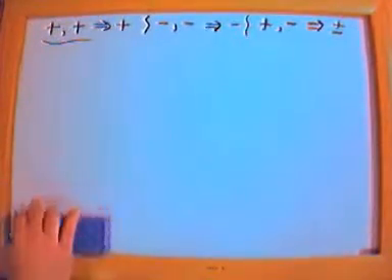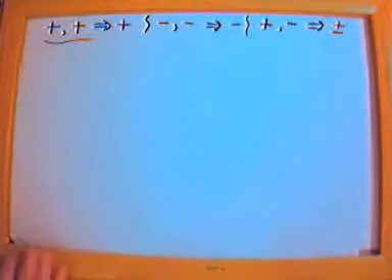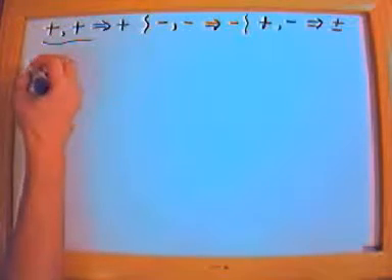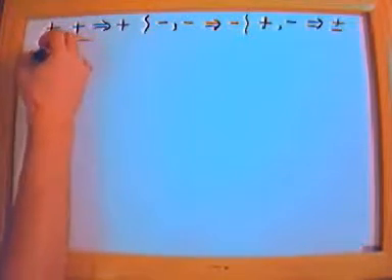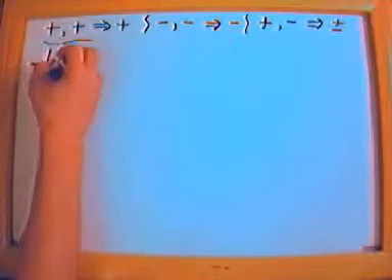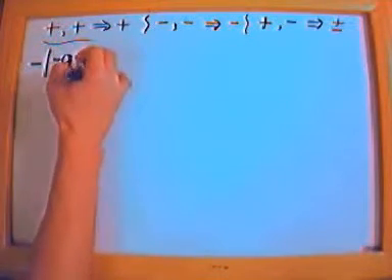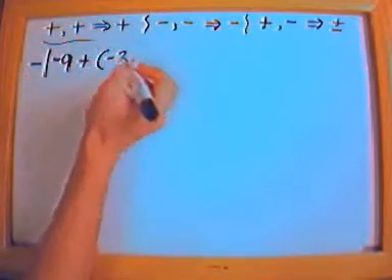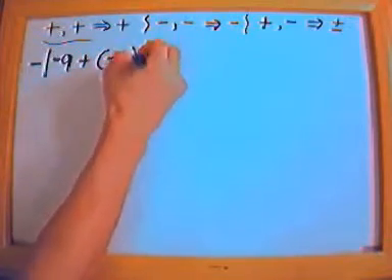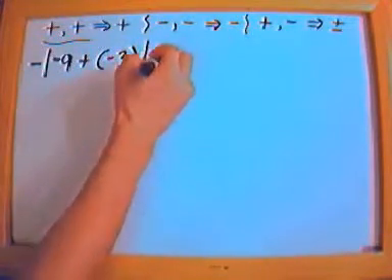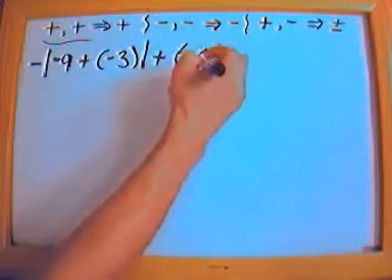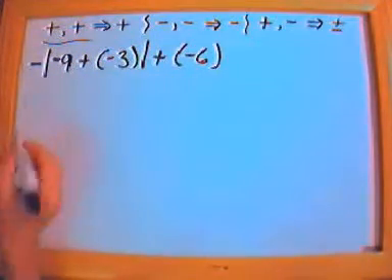So repetition really is the easiest way to get this stuff. Okay, let's go ahead and proceed, and let's do, now this is going to be interesting, negative of the absolute value of negative 9 plus negative 3 in the absolute value plus negative 6. Okay, so let's work inside of here first.